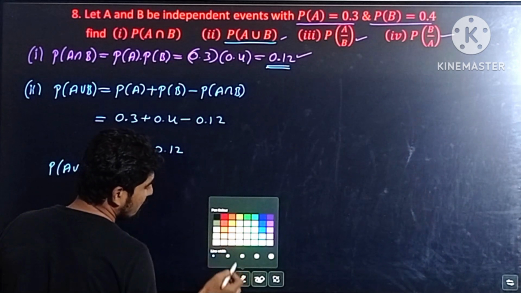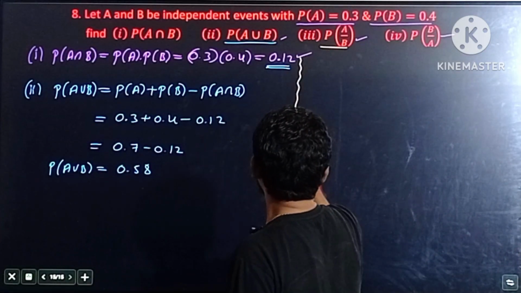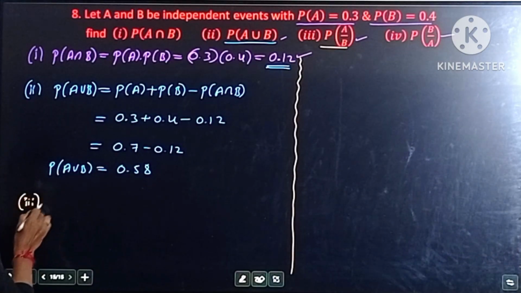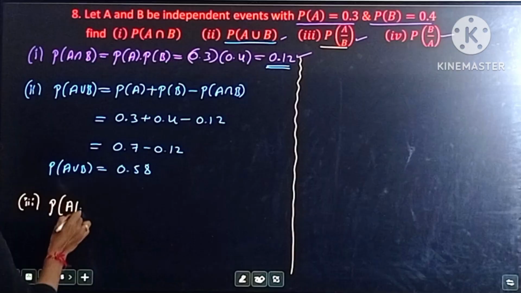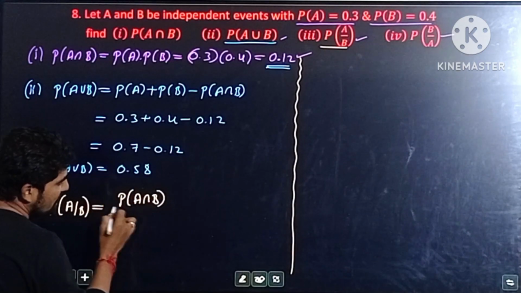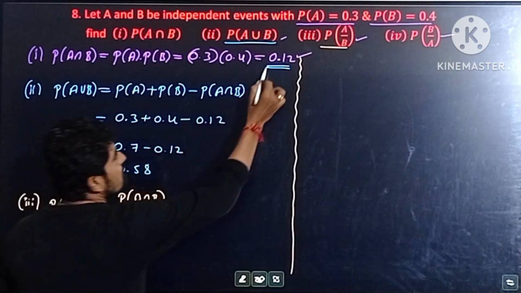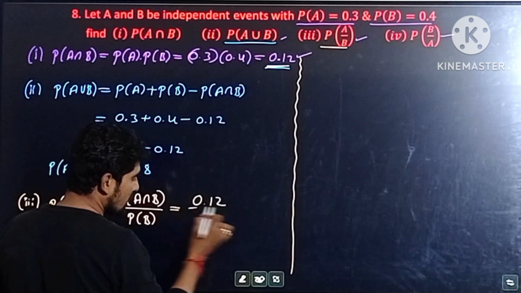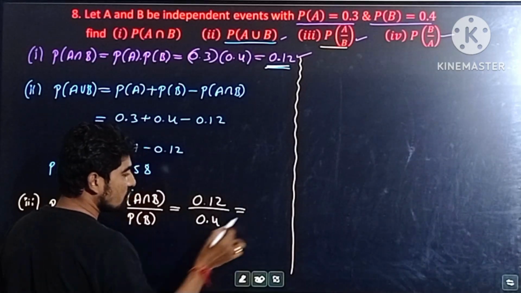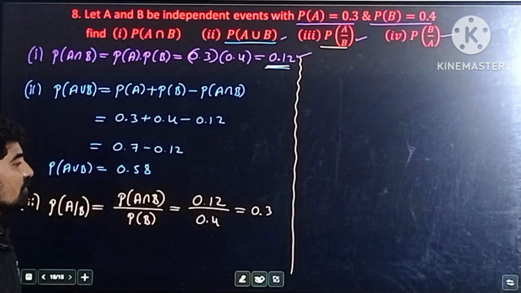And now the third question, here we need to identify probability of A by B. The formula for probability of A by B is probability of A intersection B divided by probability of B. Which is equal to probability of A intersection B, 0.12, divided by probability of B, 0.4, which is equal to 0.3. 4 ones are 4, 4 threes are 12. So 0.3 is the required probability of A by B.